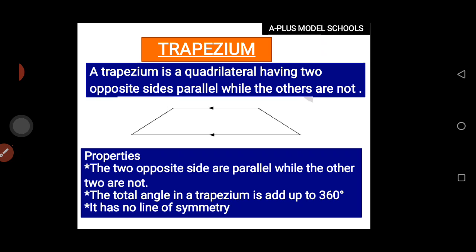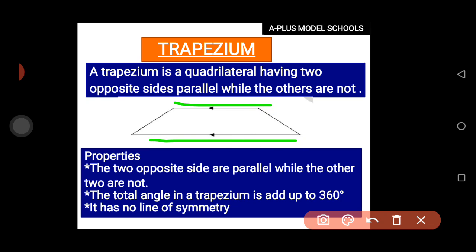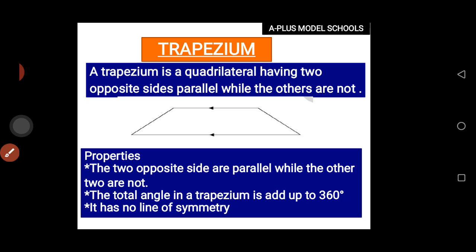The next one is a trapezium. A trapezium is a quadrilateral having two opposite sides parallel while the others are not. Look at the shape, you will see that it has two opposite sides that are parallel. You can see the arrow here, and here. So it has two opposite sides that are parallel, which means this side and this side are parallel to each other. That is one of the properties of a trapezium.